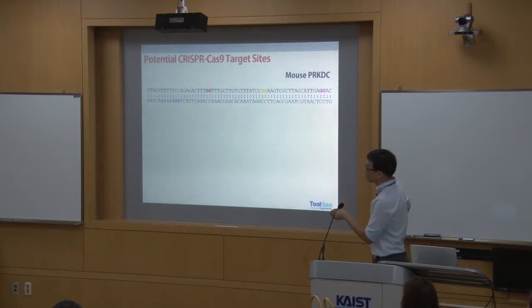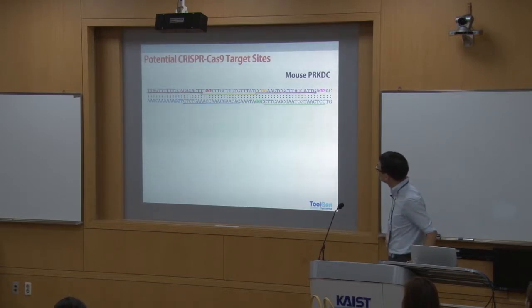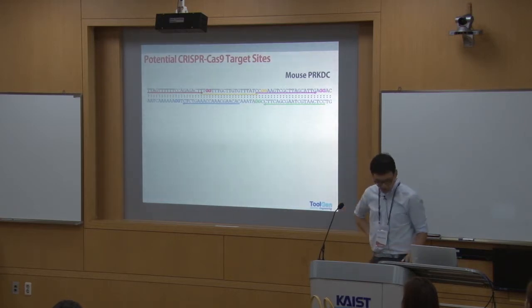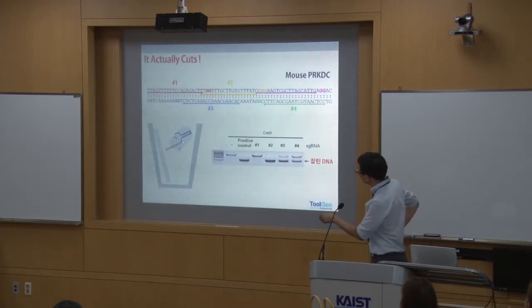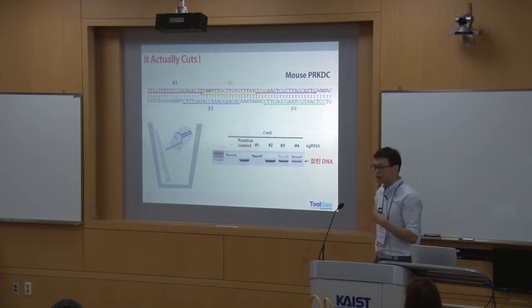The reason why there are two strands is because your DNA is double strand. And from this GG location, we can postulate the RNA sequence to be recognized by the RNA like this. We'll choose four sites here, and then make the RNA part have this sequence, or this sequence, or this sequence, or this sequence. And then with the four different guide RNAs mixed with protein, we can try to cut this DNA and see if it cuts or not.